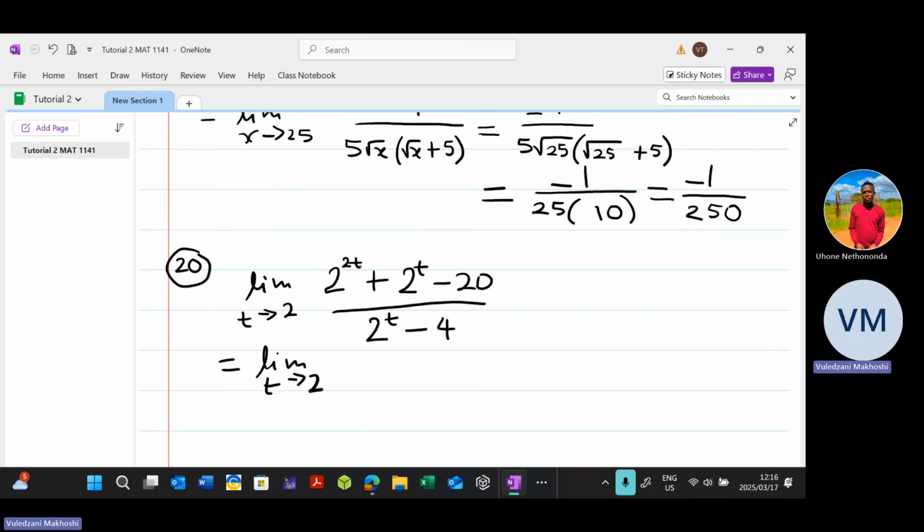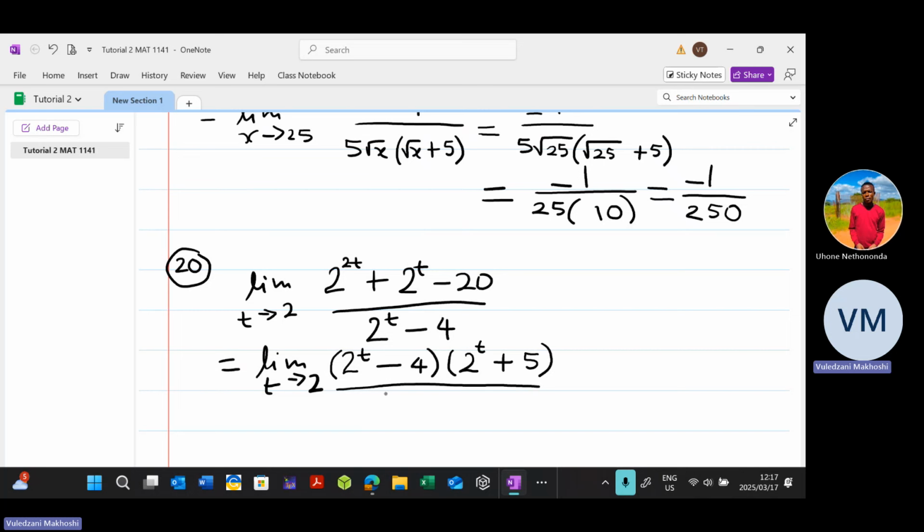So similarly, in the numerator, we've got 0. Therefore, we must factorize our numerator. So how do we factorize that? If you remember the laws of exponents, we will factorize it like this. It will be 2 to the exponent of t minus 4 into 2 to the exponent of t plus 5, like that.